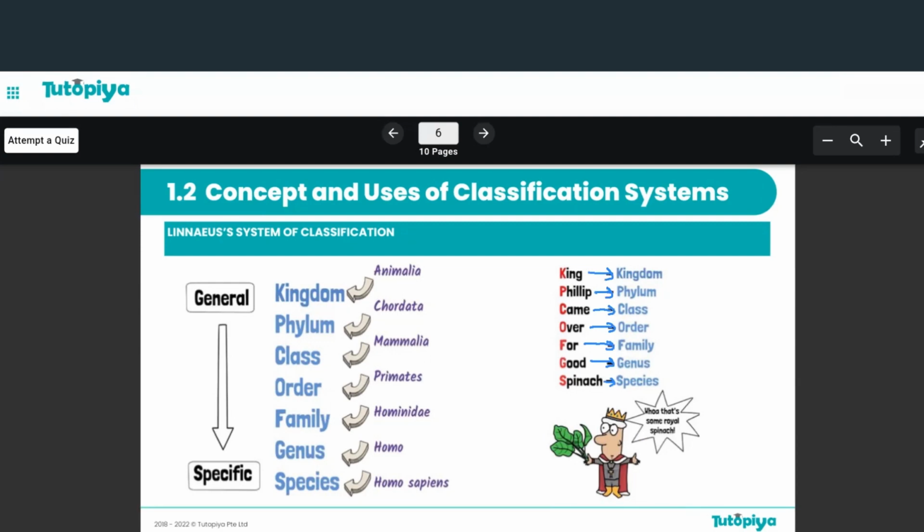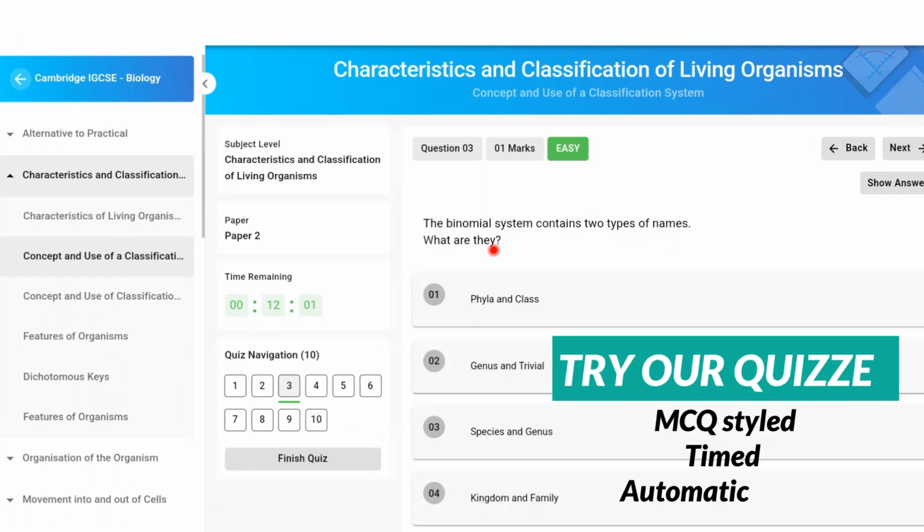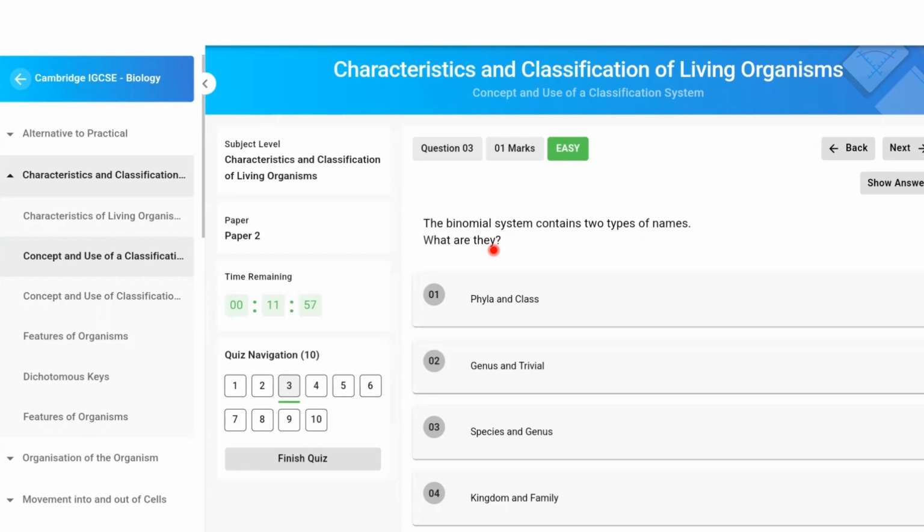So now let's take a look at a few questions from the question bank. All right, so here's our first question. The binomial naming system contains 2 types of names. What are they? This is what we just studied. So the 2 names in the binomial system is definitely the genus and the species. So that's our answer, answer 3.